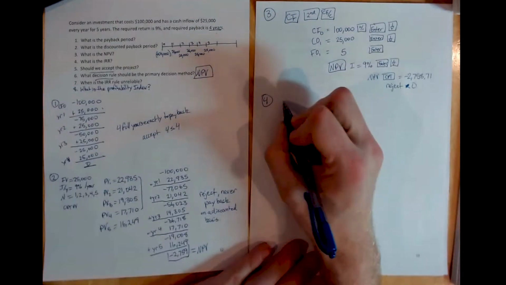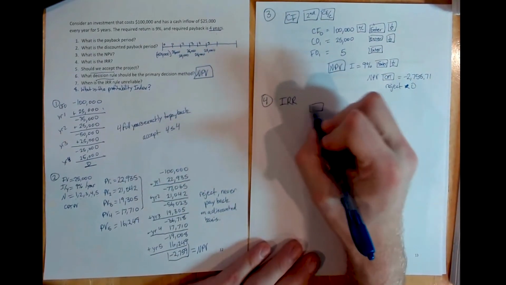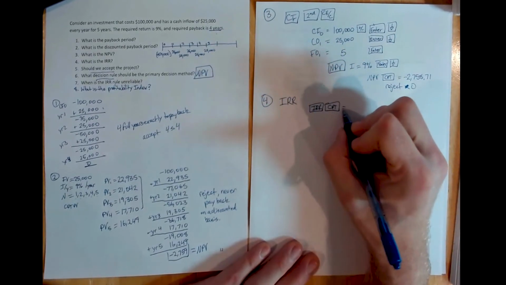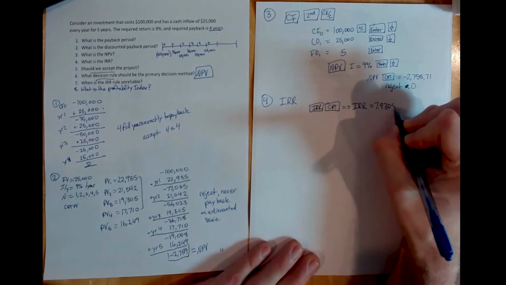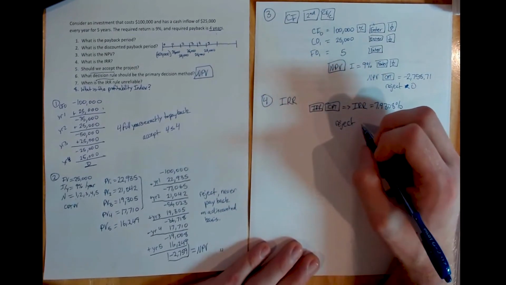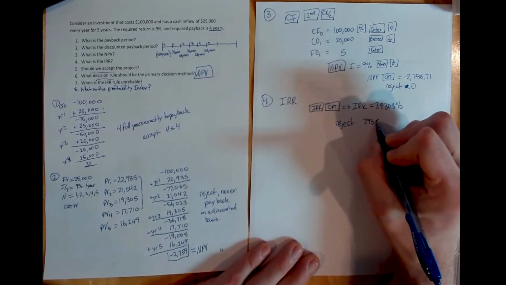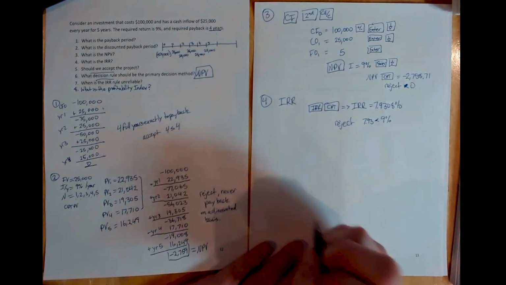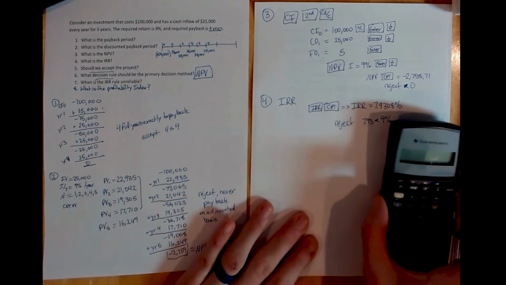We should also reject on an IRR basis. And as long as we haven't done anything, we can simply press the IRR button and press compute and see that the internal rate of return is equal to 7.9308%. And we reject based on the IRR rule because the IRR, 7.93, is less than the required return, which is 9%. Now we can do both of those on the calculator so that we can see something specific here with the calculator.